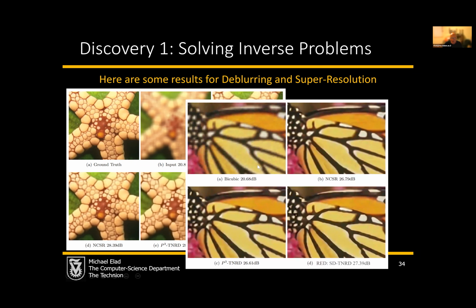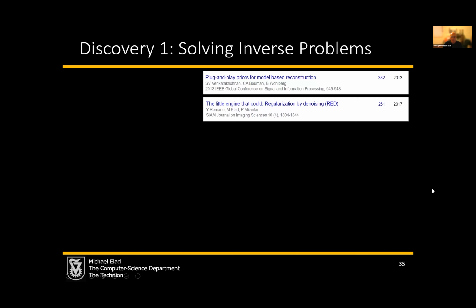This is a similar situation for scaling up an image by a factor of 3, if I'm not mistaken. This is by cubic interpolation, NCSR, this specifically tailored method by Dong. And this is the TNRD and RED that perform better. And again, they are relying on a very specific denoiser. So this was the first part.